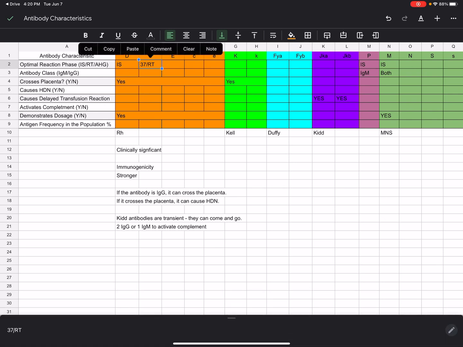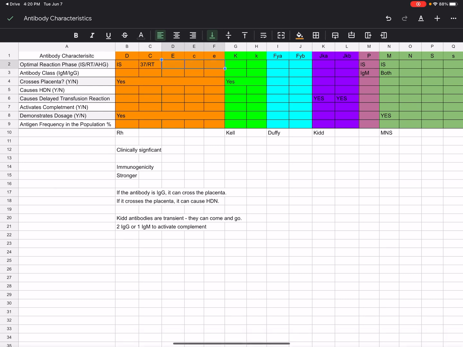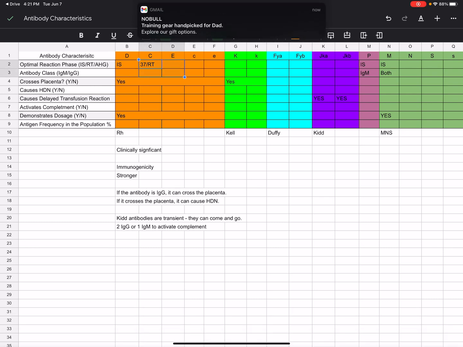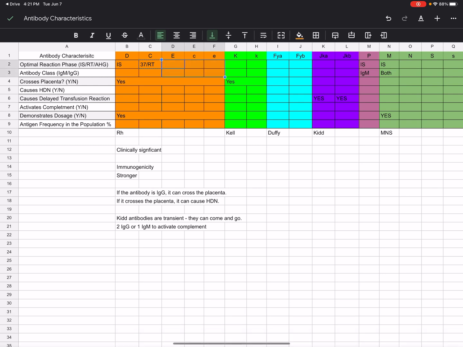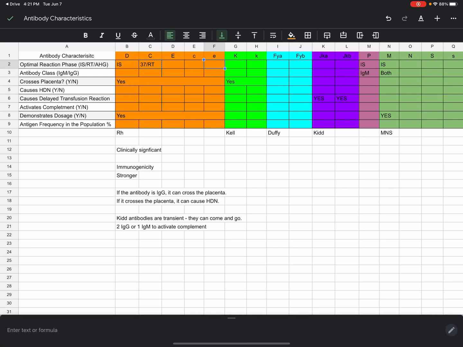Typically, for the most part, it's always going to be, let's see, copy. Paste. I give up. Okay, so E, little c, and little e are the same as 37 in room temperature.